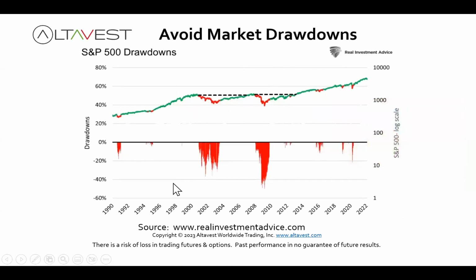Now, here's an example of why you want to try to avoid these big market drawdowns. You can see these red sections here looking back in time, where the market, the S&P 500, went negative, almost 50% negative in 2008, if you recall. And looking at the graph, you think, oh, well, all you had to do is nothing and just sit on it, or maybe buy more and it's going to come back.